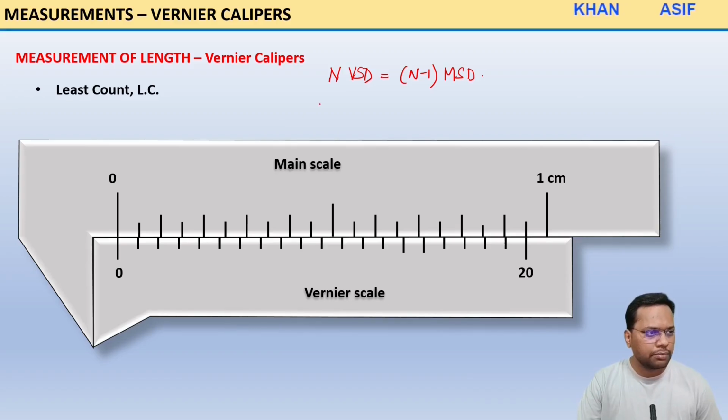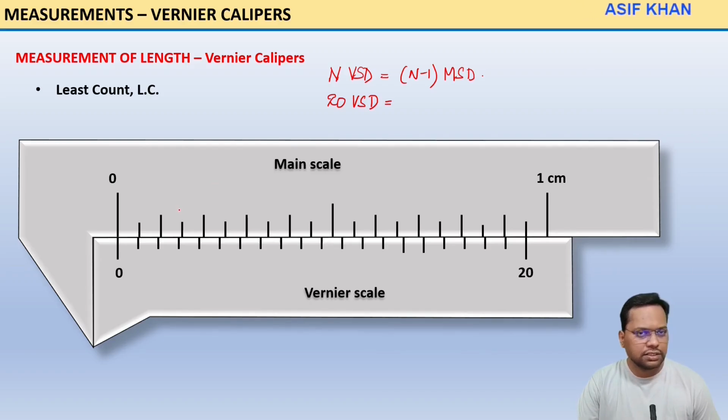So here the total number of Vernier scale divisions is 20. So it must be equal to 19 main scale divisions. Let us just check whether they are 19 or not. Since each centimeter is divided into 20 parts, each part will be 0.5 mm. There are 20 parts inside 1 centimeter. Therefore, this must be the 19th division or 19th line.